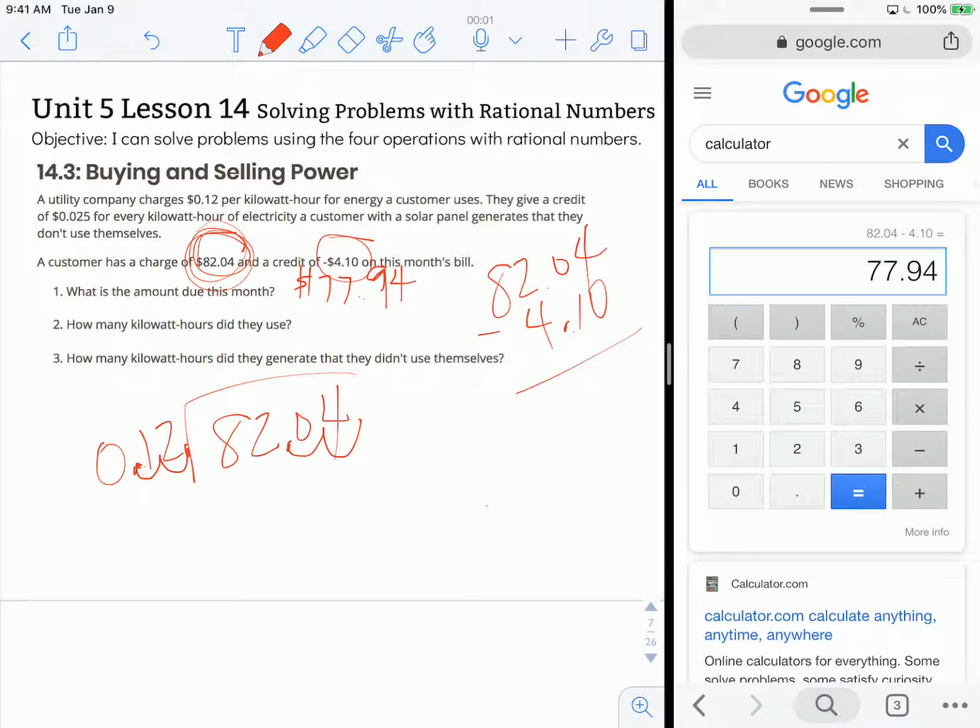Thinking back to my math facts, I know that 12 times 7 is 84. So there should be about 700 hours that were consumed by this family for their energy bill this month. So now that I have that estimate, I'm going to use my calculator to get the more precise answer. $82.04 divided by 12 cents is 683 2/3 kilowatt hours. So I'm going to go ahead and round that up to about 684 kilowatt hours that they used that month.